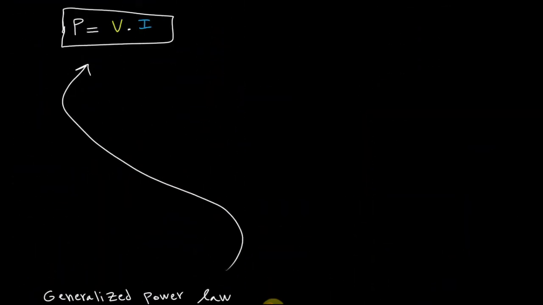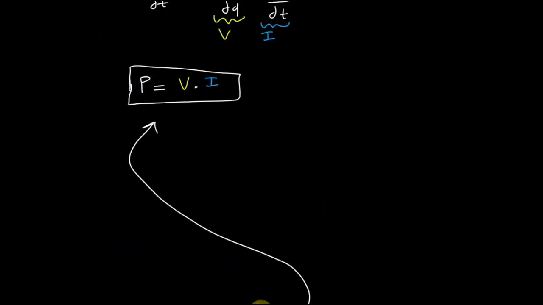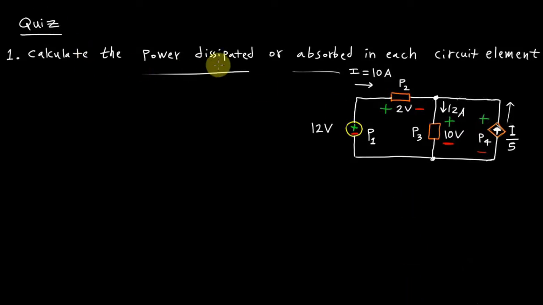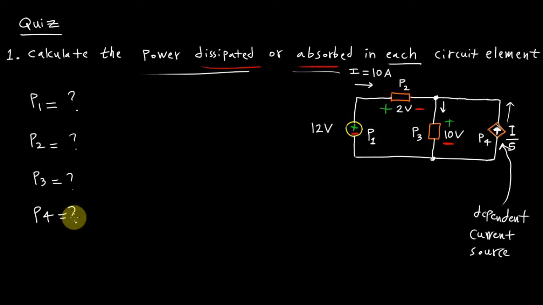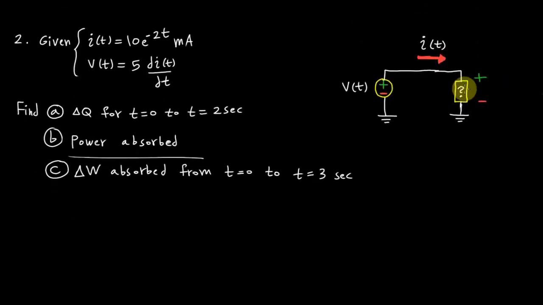So let's now move on to the quiz. We should be ready by now to tackle this. In problem 1, you have to calculate the power dissipated or absorbed by each element in the circuit. A total of 10 amps flows from a 12-volt source through some passive devices, and we have a dependent current source here, which has a current I over 5, and the 10 amps that I discussed here. You should be able to find the power dissipated and absorbed by each of these elements. Whichever one absorbs or dissipates power, you should know.